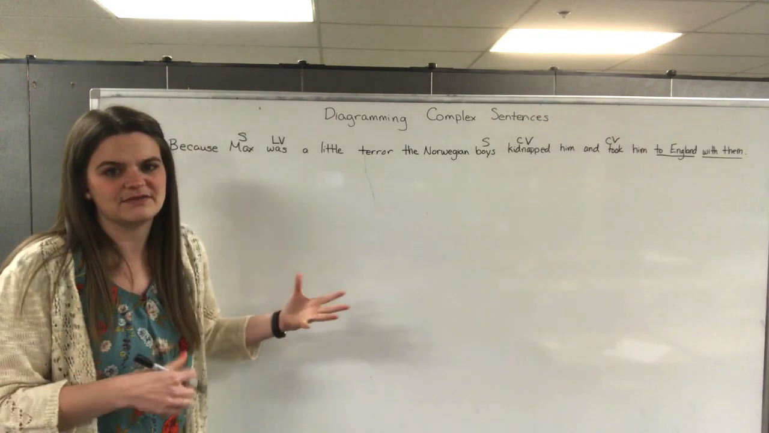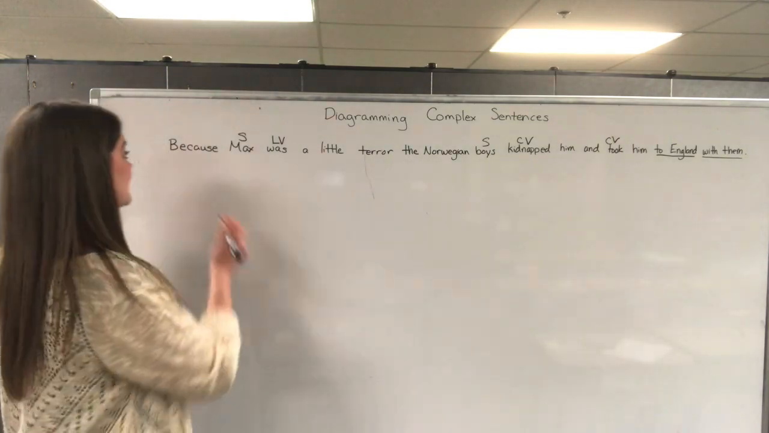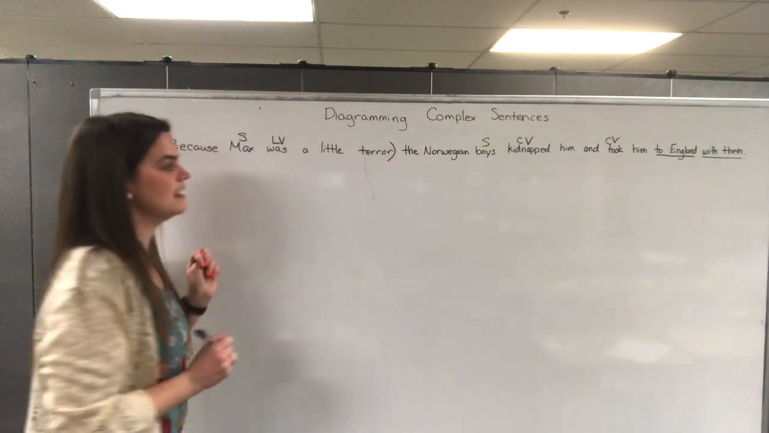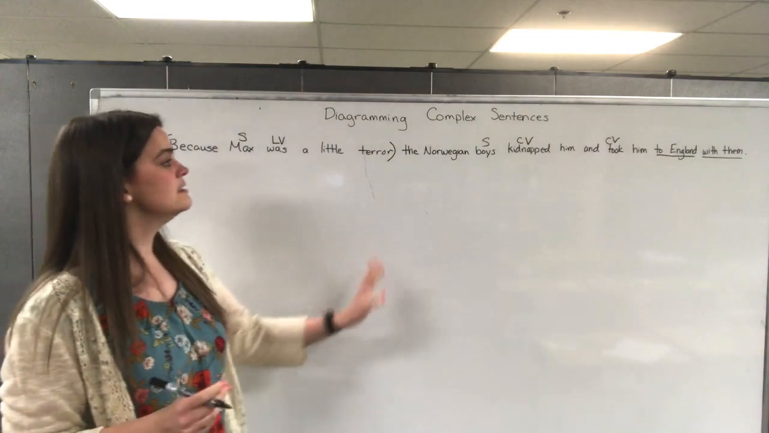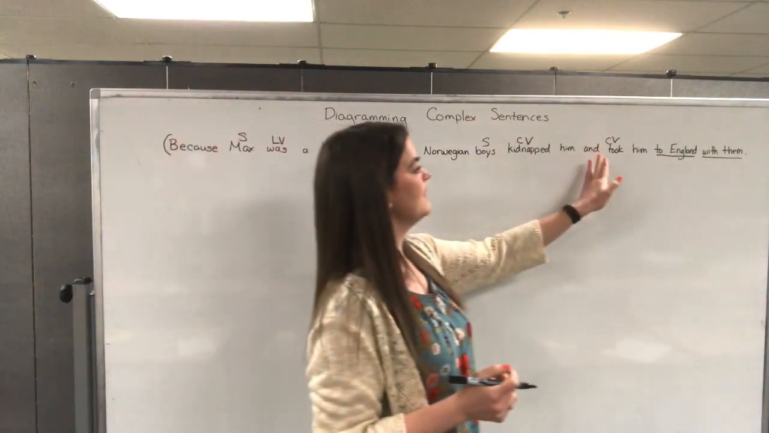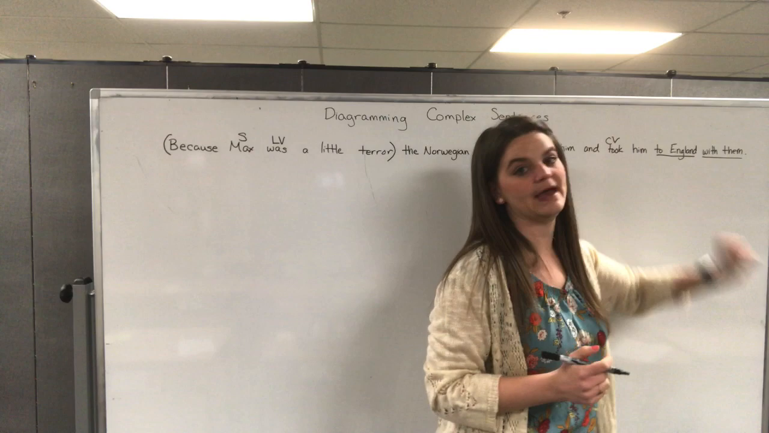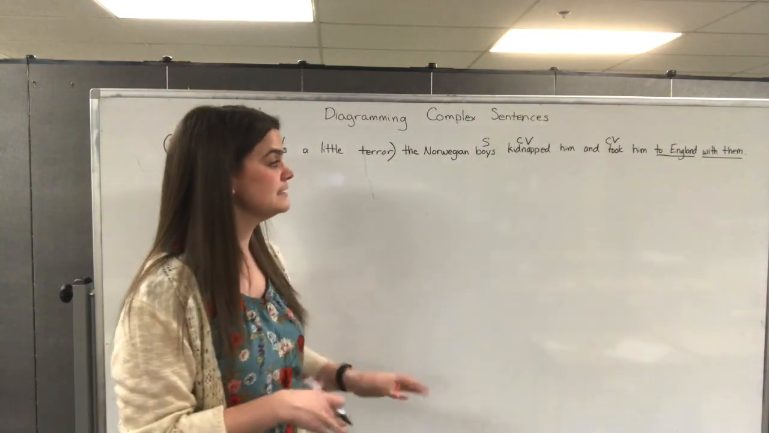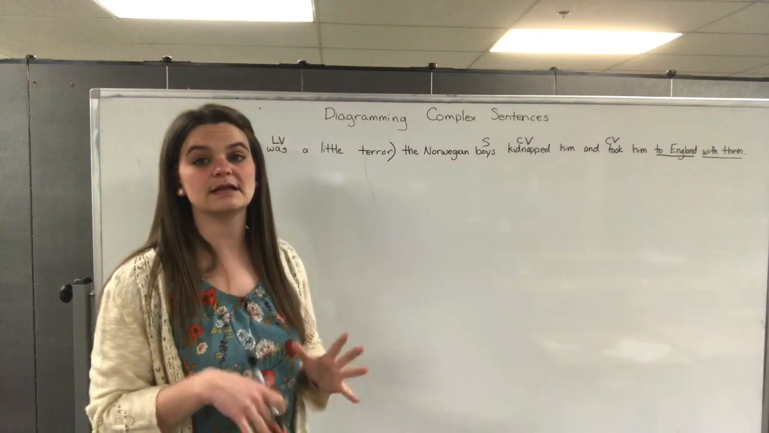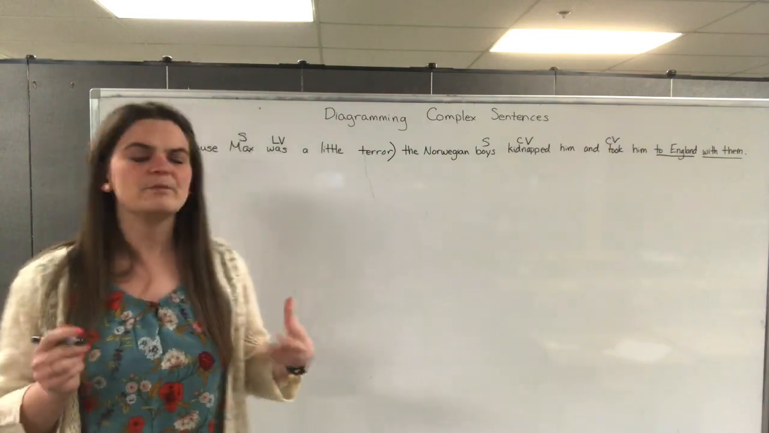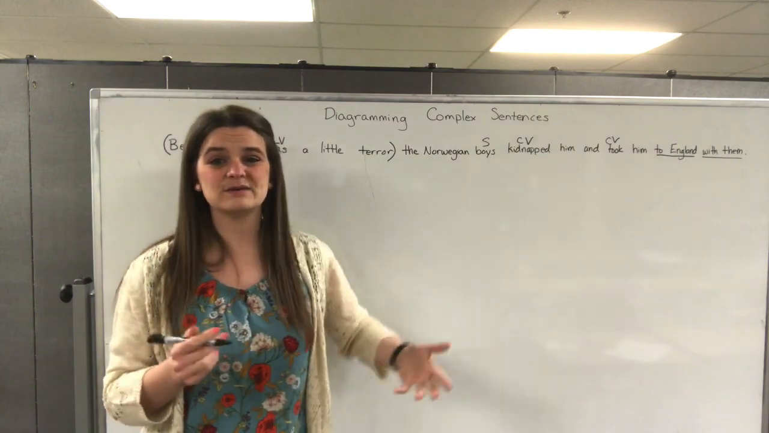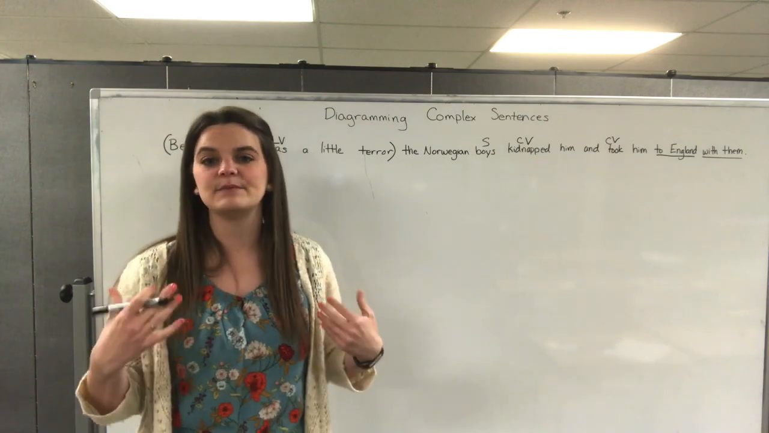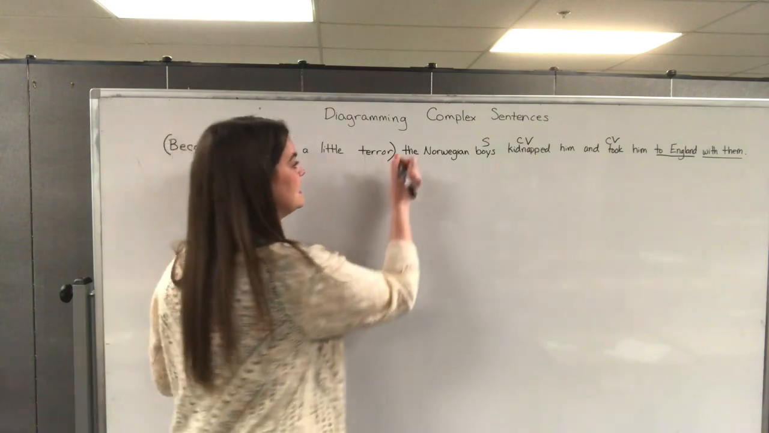What about the fact that Max was a little terror? So that is a dependent clause. So we're going to put it in parentheses. Dependent clause. Now let's find our next clause. The Norwegian boys kidnapped him and took him to England with them. So there's our next clause. Is that a complete thought? The Norwegian boys kidnapped him and took him to England with them. Yes, that is. From this clause alone, we don't necessarily know who the him is, but it's still a complete thought. It makes complete sense. So that is an independent clause.